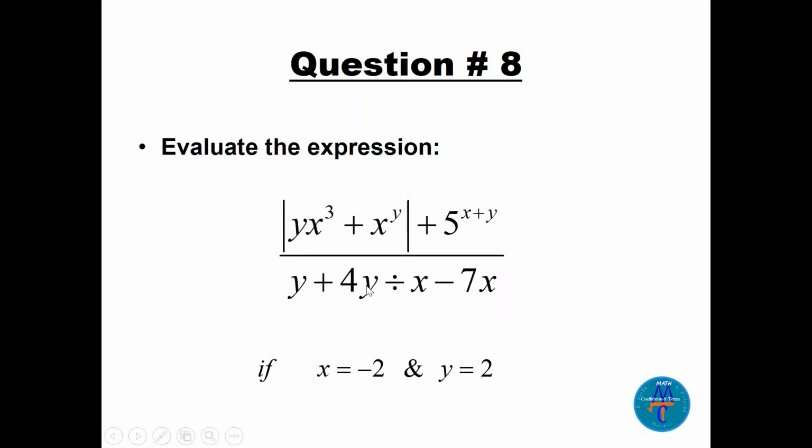Now, what is the big mistake some students might do here? You cannot add here y plus 4y. See, I put this on purpose. You cannot say 5y, or here subtract x minus 7x. You have to divide first. So you can replace every x with minus 2, every y with 2, and go slowly. I will help you in this one. I know it's easy. 5 to the power x plus y: x is minus 2 plus y is 2. See, 5 to the power 0, so that's all 1. Well, I'll give you some help.